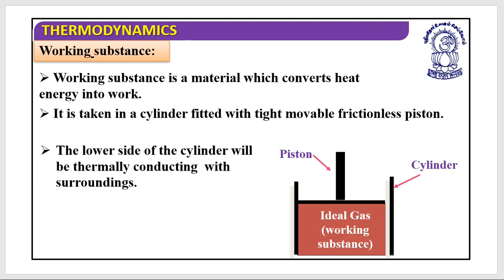Now let's discuss what the working substance is. We can say the working substance is a material which converts heat energy into work. It is taken in a cylinder fitted with a tight but movable frictionless piston so that it can move up or down. The lower side of the cylinder will be thermally conducting with the surroundings so that it can exchange energy from the system to the surroundings or from the surroundings to the system.